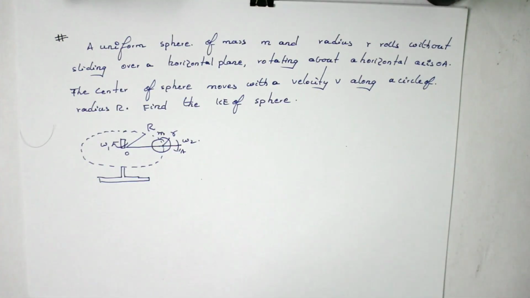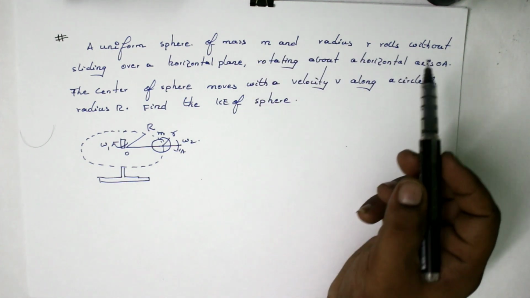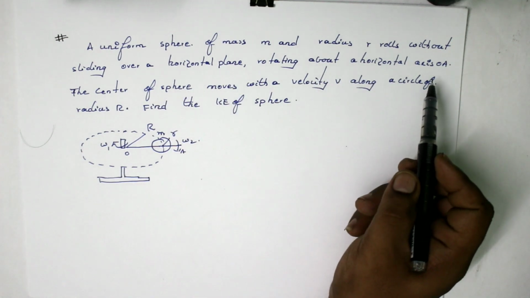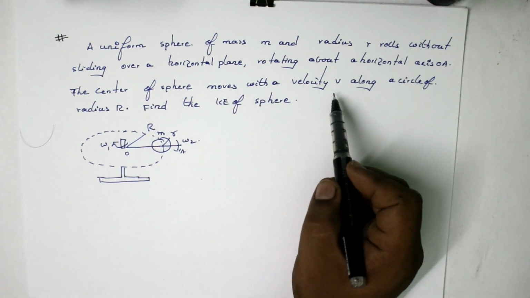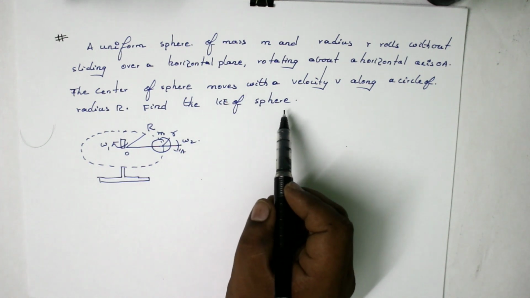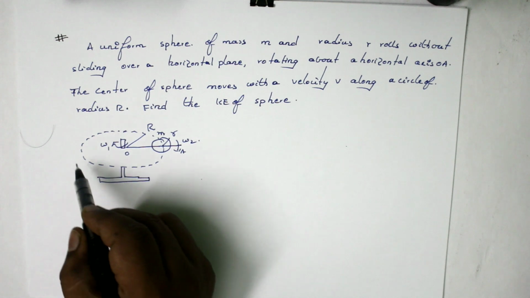Dear students, now let us see this question. A uniform sphere of mass m and radius r rolls without sliding over a horizontal plane, rotating about a horizontal axis OA. The center of the sphere moves with a velocity of v along a circle of radius capital R. Then find the kinetic energy of the sphere. So this is a sphere which is moving on a horizontal circle.